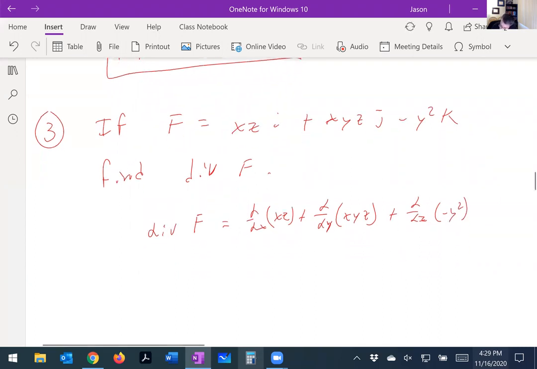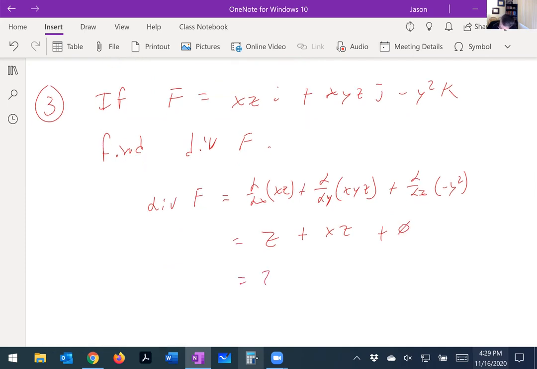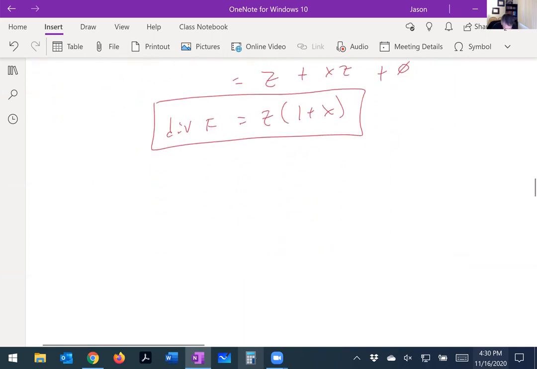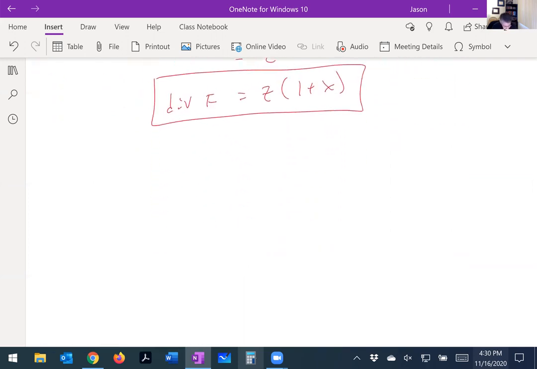So this is going to be z plus xz, plus 0. And then maybe I'll just factor out the z. Z times 1 plus x. And that's the divergence of F. And again, it's a scalar field. So the divergence of F was equal to that. Okay, nice.